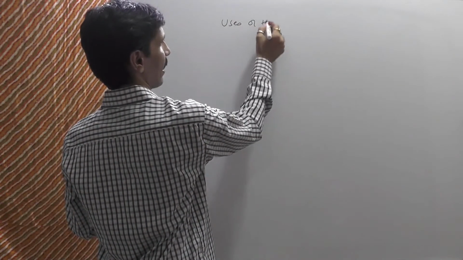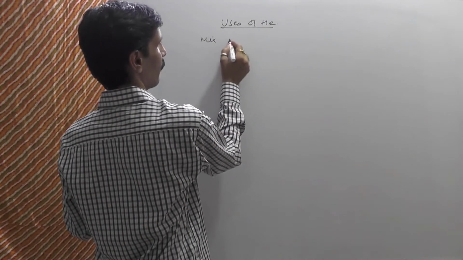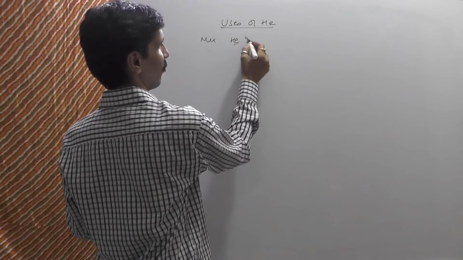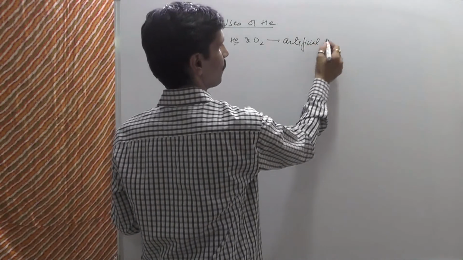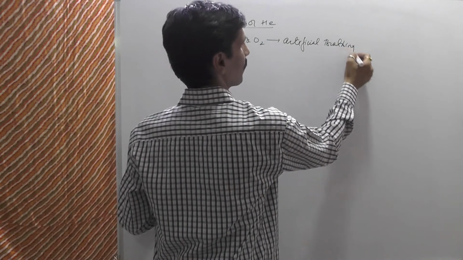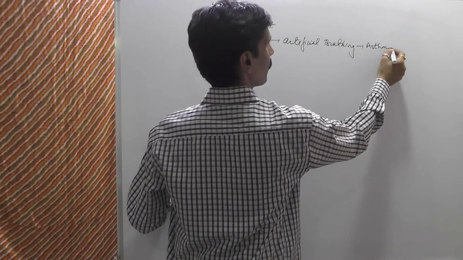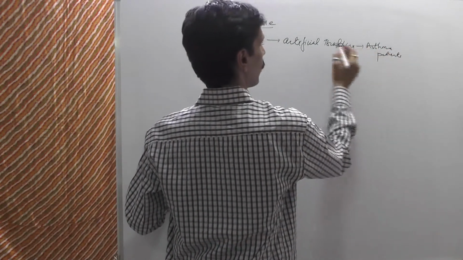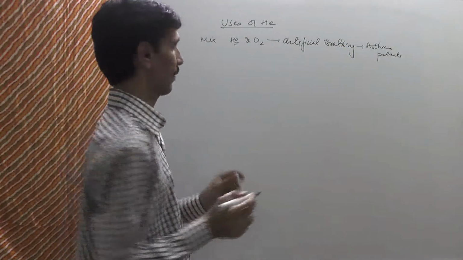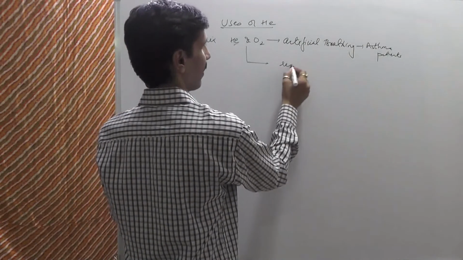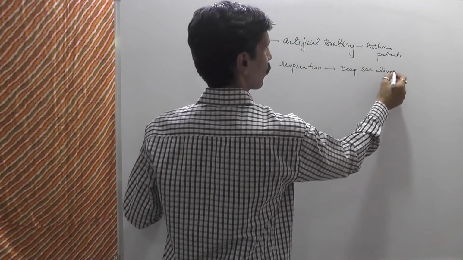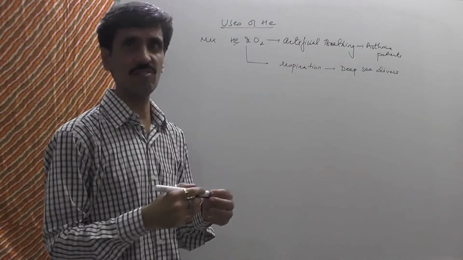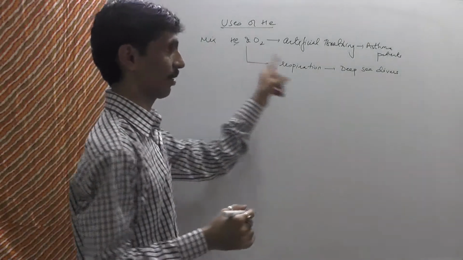Friends, now we start with uses of helium. There are quite a lot of uses of helium. Number one is a mixture of helium and oxygen. It is used for artificial breathing purposes, for whom? For asthma patients. Those who have asthma, the disease of breathlessness, have difficulty in breathing, so it is used for artificial breathing purposes. The same mixture can be used for respiration purposes for deep sea divers, the ones who go into the deeper level of the sea, where the oxygen content is less, so there is difficulty in breathing. So helium and oxygen together can be used over there.